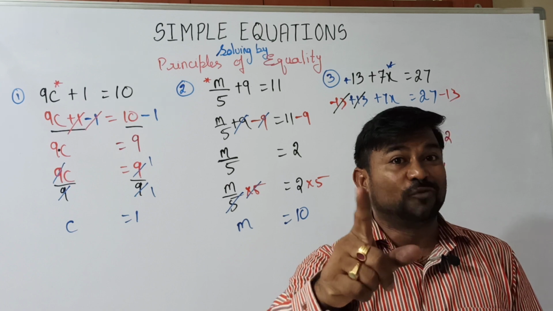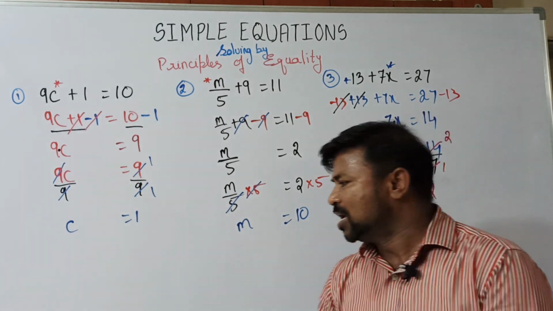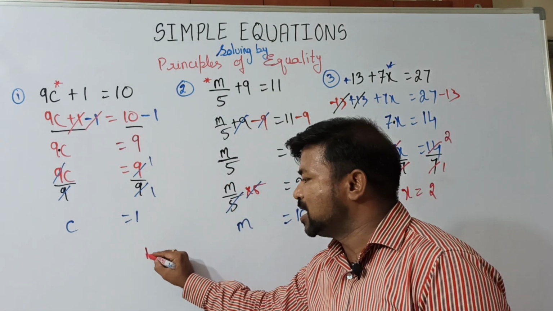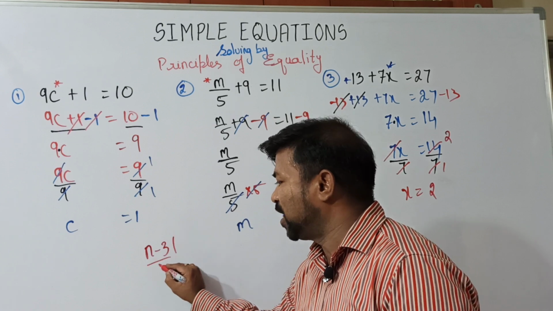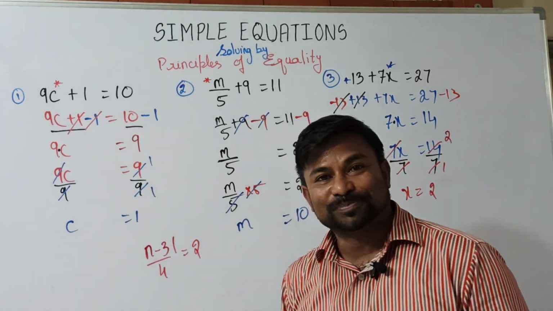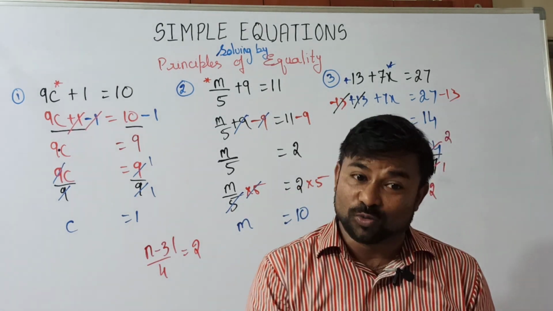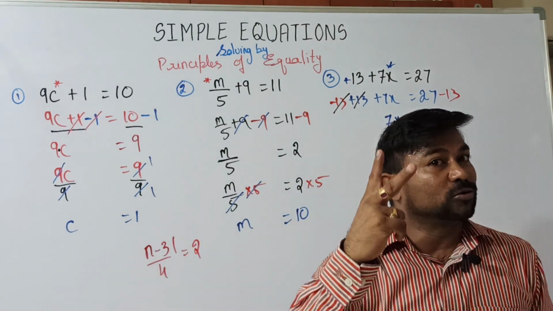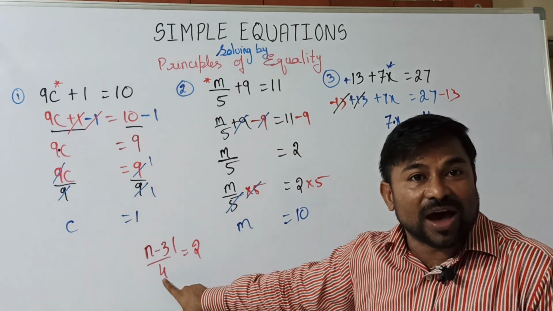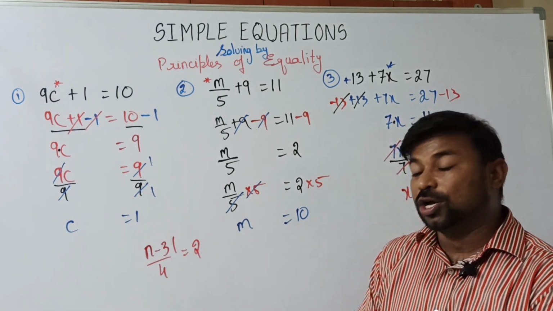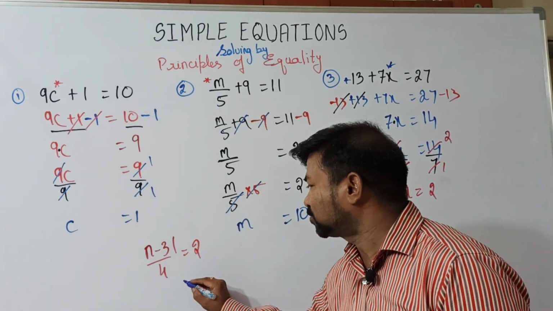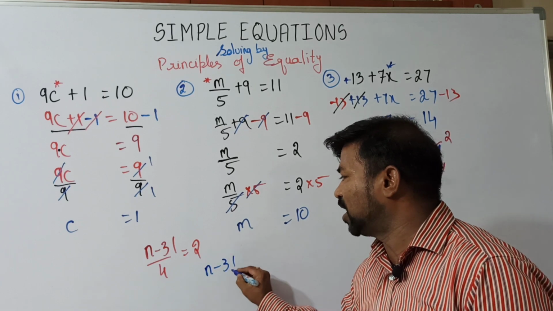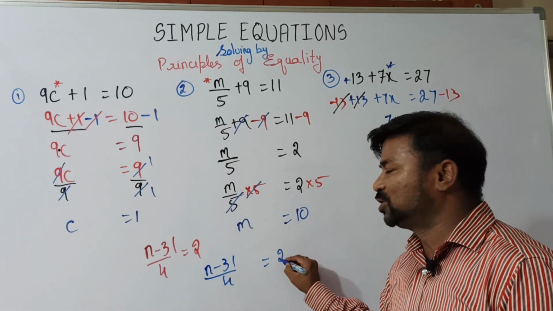If you want me to go for the last and the toughest one, let me come back to this one. n minus 31 by 4 is equal to 2. Okay, here is the toughest one. First, who are you? You are n. How many friends do you have? 2, one is far away. There are 2 members here. n - 31/4 equals 2.